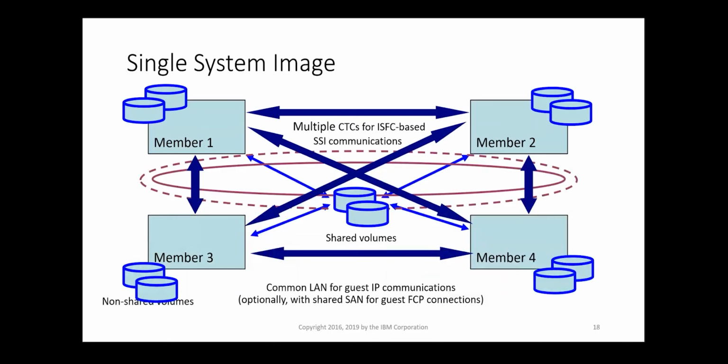Now, we have our single system image. That doesn't help you with storage availability. What single system image does is help me with the idea that I'm going to have a planned outage of a z/VM LPAR. Okay, that's one of the things it does. One of the other things that single system image does is let me move workload to where the horsepower is.